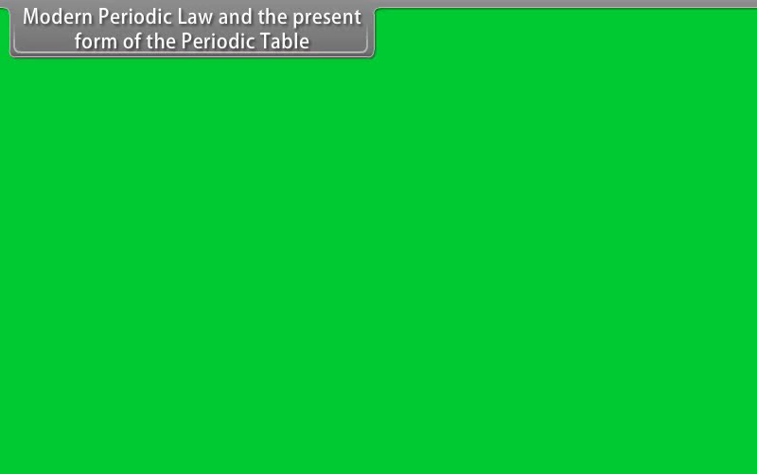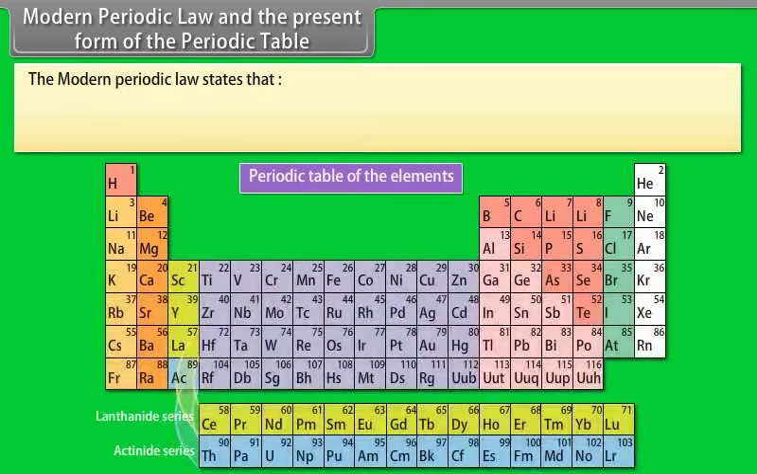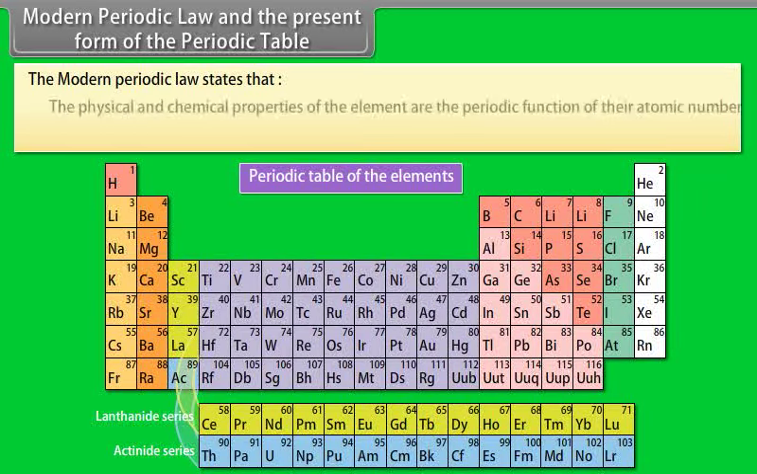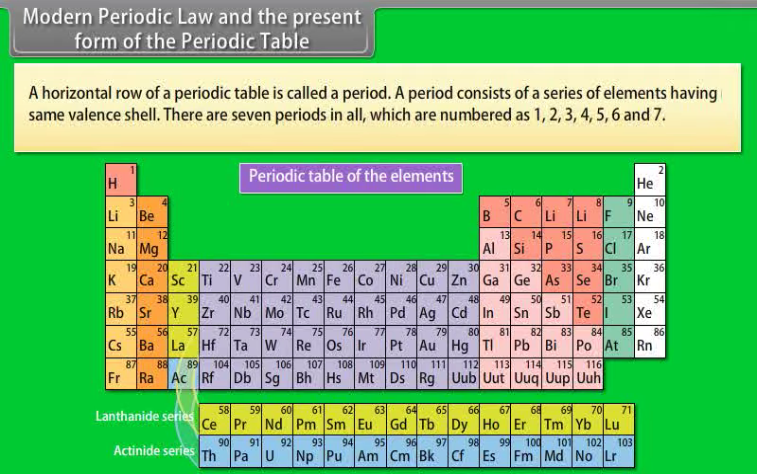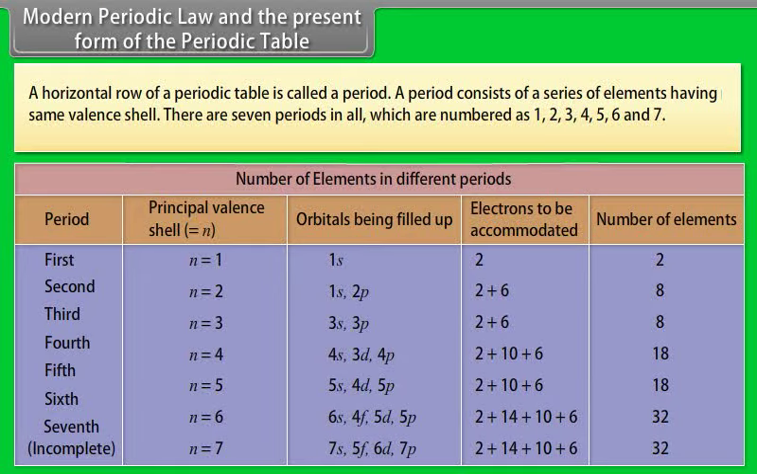Modern periodic law and the present form of the periodic table. The modern periodic law states that the physical and chemical properties of the elements are a periodic function of their atomic number. The present form of the periodic table is the long form. A horizontal row of the periodic table is called a period. A period consists of a series of elements having the same valence shell. There are 7 periods in all, which are numbered 1, 2, 3, 4, 5, 6 and 7.